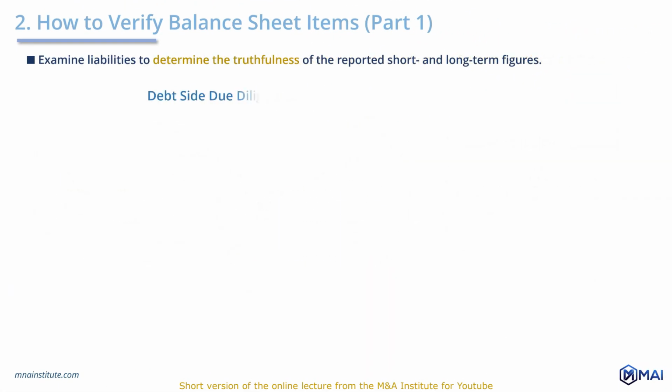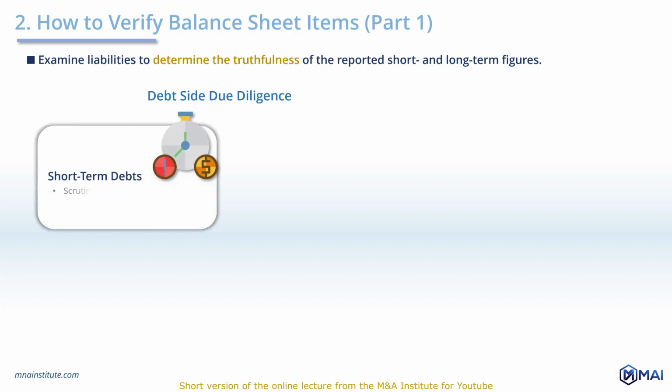Debt-side due diligence. The examination of liabilities entails a thorough analysis to determine the veracity of the reported figures, from short-term payables to long-term financial commitments. For short-term liabilities, you will scrutinize accounts payable, outstanding expenses, and short-term loans. Evaluate the aging schedule of payables to identify overdue liabilities or abnormal payment terms. Examine recent changes in creditors' terms and assess the liquidity risk posed by short-term obligations.